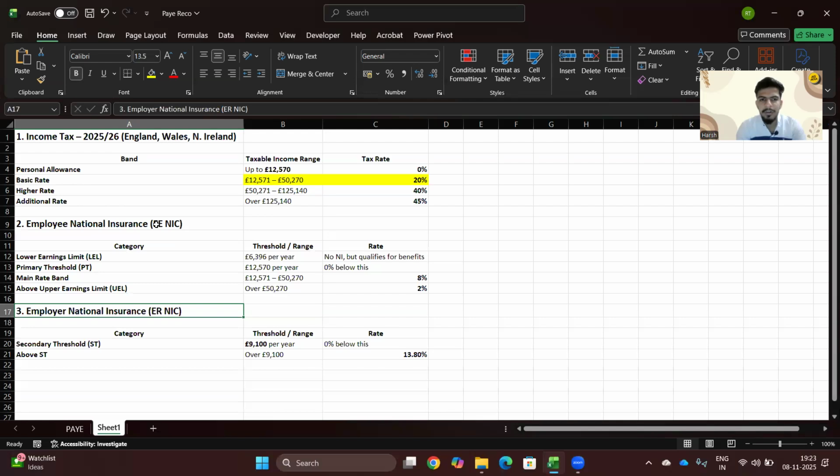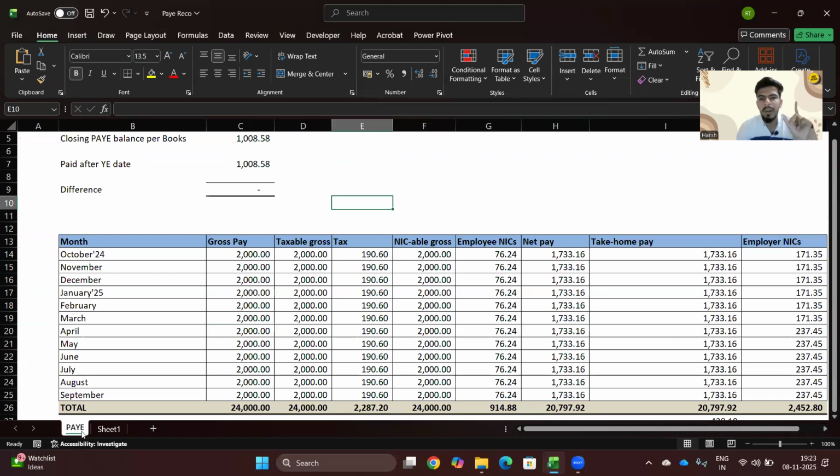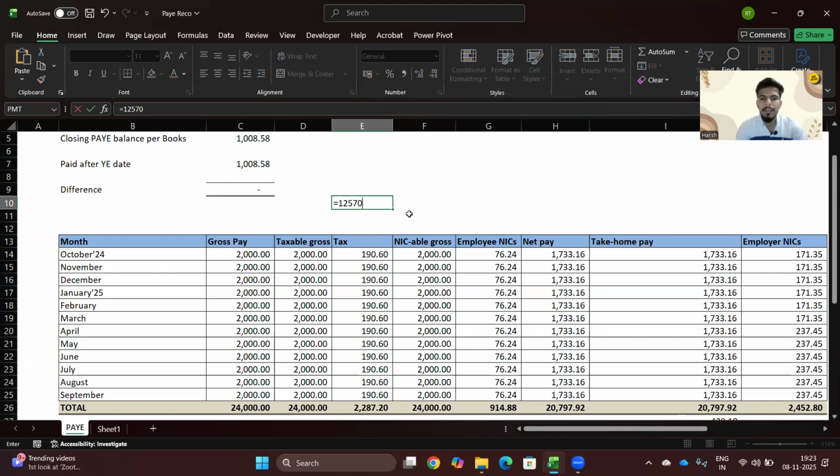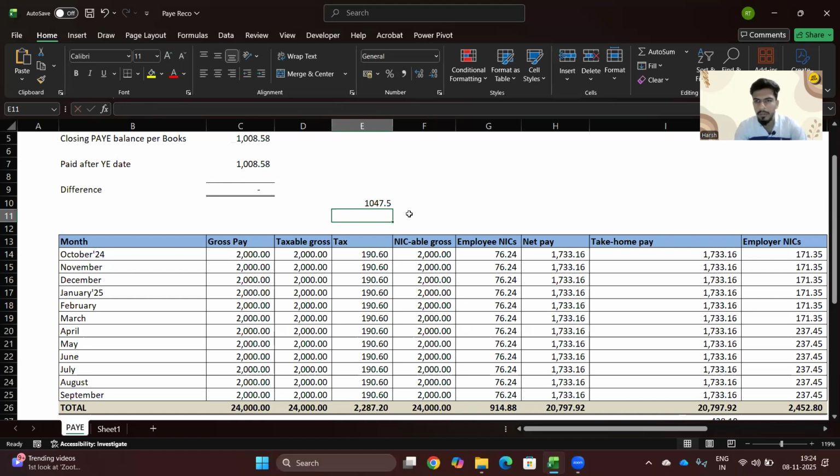So our salary is in the range of 24,000, right? So we would be applicable for the 20% rate. But firstly, we do have a personal allowance. The personal allowance needs to be deducted from our gross pay before calculating our tax liability. So how do we calculate? This 12,570 personal allowance is for the whole year. We need to calculate it per month, right? So 1047.5 is the per month allowance that you are getting. So you get 2,000 minus this one, and on that you are paying 20% tax.